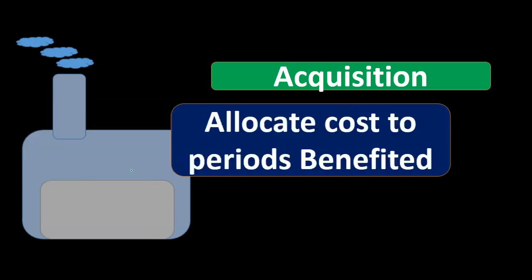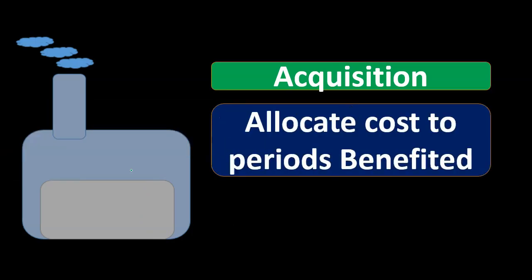The life cycle of property, plant, and equipment typically will start with the acquisition, with the purchase. So for example, if we're purchasing a building, we're going to have the acquisition first. Then we're going to allocate cost to the periods benefited. And that's going to be the key point here.